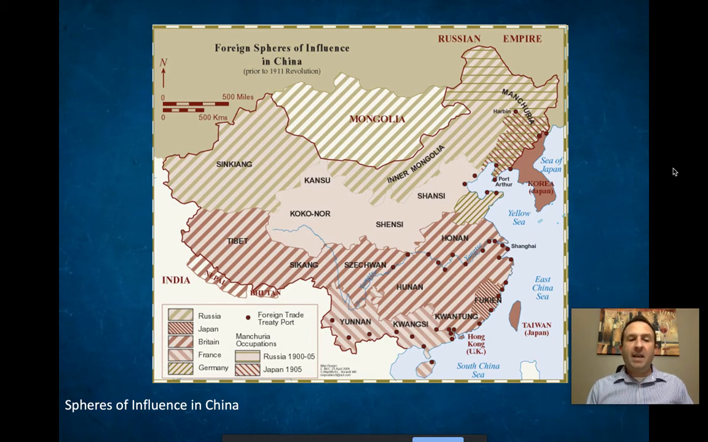So John Hay writes these open door notes and sends this letter to every major nation in the world, every major imperial power, and basically argues that it's not fair that you should control and dominate any one nation yourself. What should happen, and this is officially adopted in 1899, was that everyone should have access to trade with the nation, and let the people living there decide what goods they want and where they want them from.